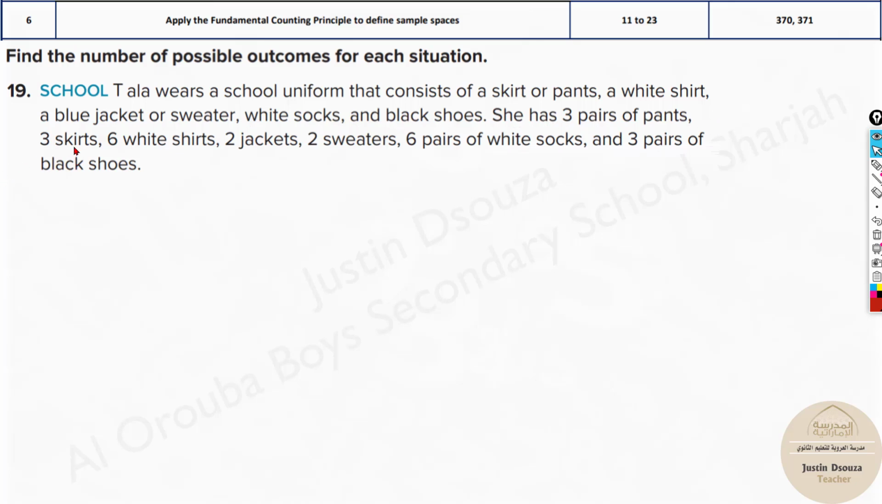She has 3 pairs of pants, 3 skirts, 6 white shirts, 2 jackets, 2 sweaters, 6 pairs of white socks, and 3 pairs of black shoes. Now here, if you look carefully, they have told skirt or pant, then white shirt, jacket or sweater. This is important because we cannot multiply the number of skirts and pants like this. No, this would be wrong because it's "or", clearly mentioned "or". So you need to add them up. Basically, "or" is always adding, and "and" is multiplication, right?